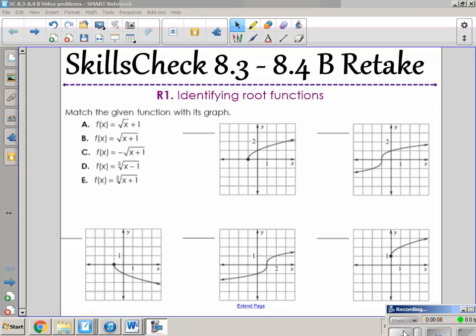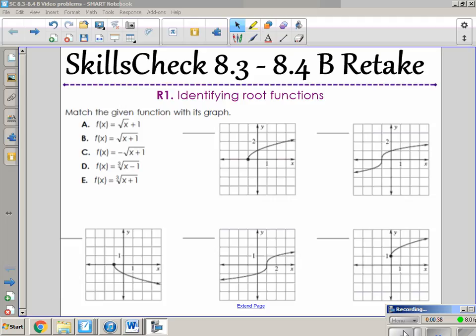This time we are looking at skills check 8.3, 8.4, and we're going to start with R1 here. You were asked to identify which equation matched the graph you were given. So in this video, instead of just giving you one graph and having you match it to an equation, I'm giving you all 5 graphs and all 5 options so that we can talk about what the shapes of all the graphs look like. So let's start with A.